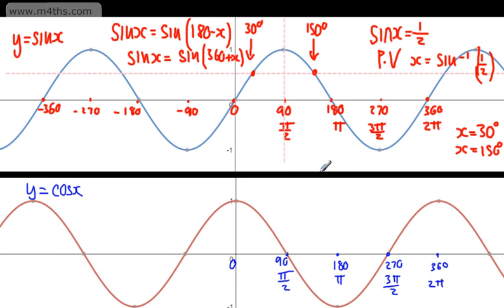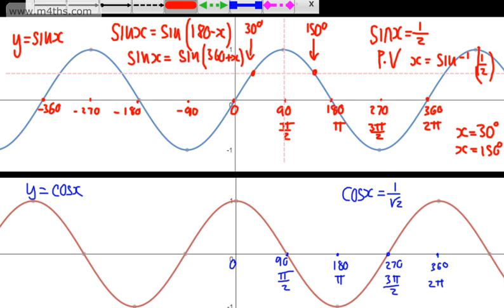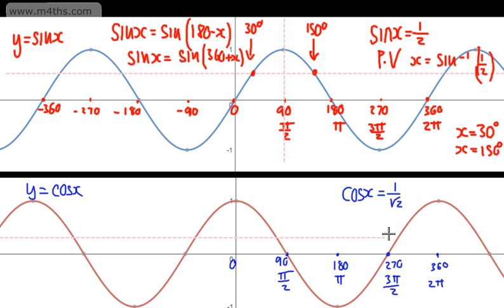Okay. Let's say we were asked to solve now y is equal to cos x. So let's do cos x is going to be equal to 1 over root 2. So what I'm going to do now is go ahead and get a line. What we're going to do is get this line and draw it across. So it's asking me where this is equal to 1 over root 2. So let's just put 1 over root 2. So 1 over root 2 is going to give me something, give or take, about there.